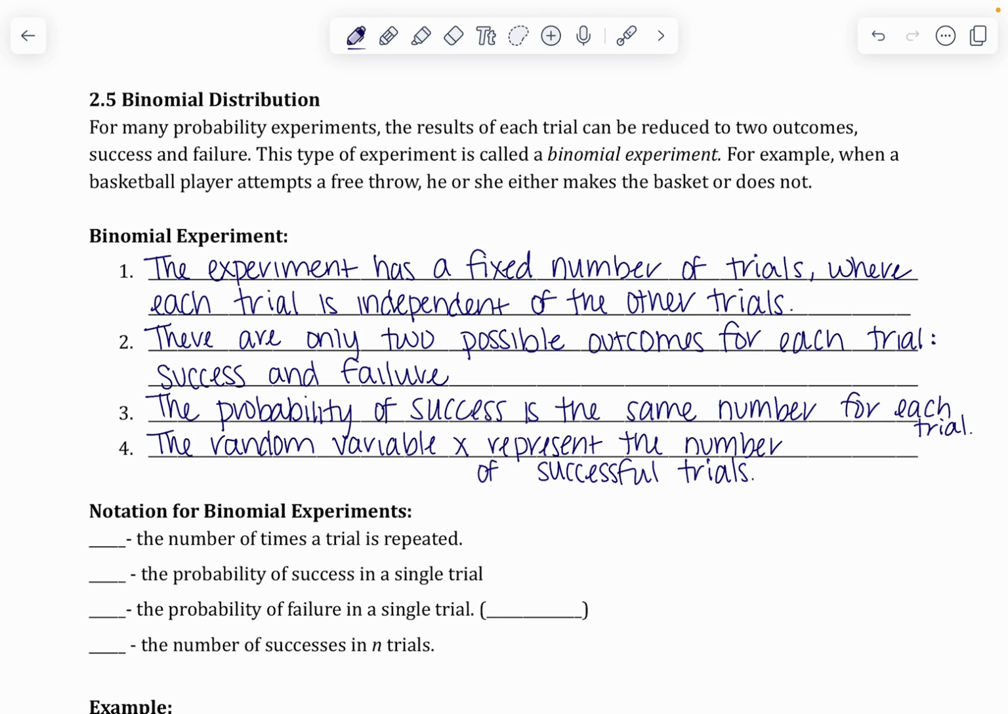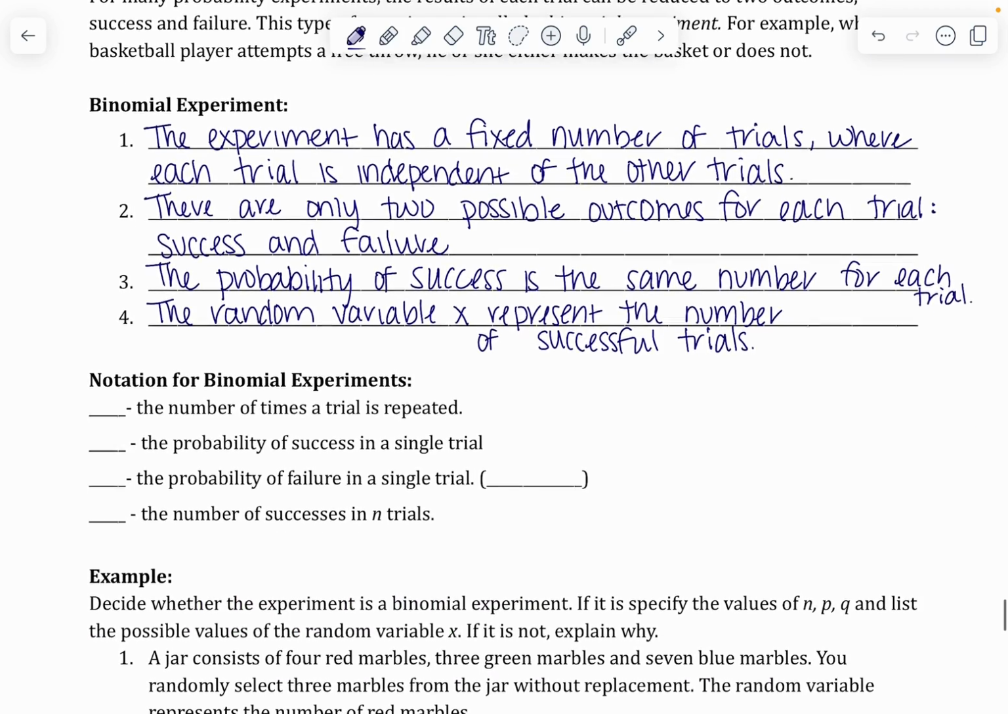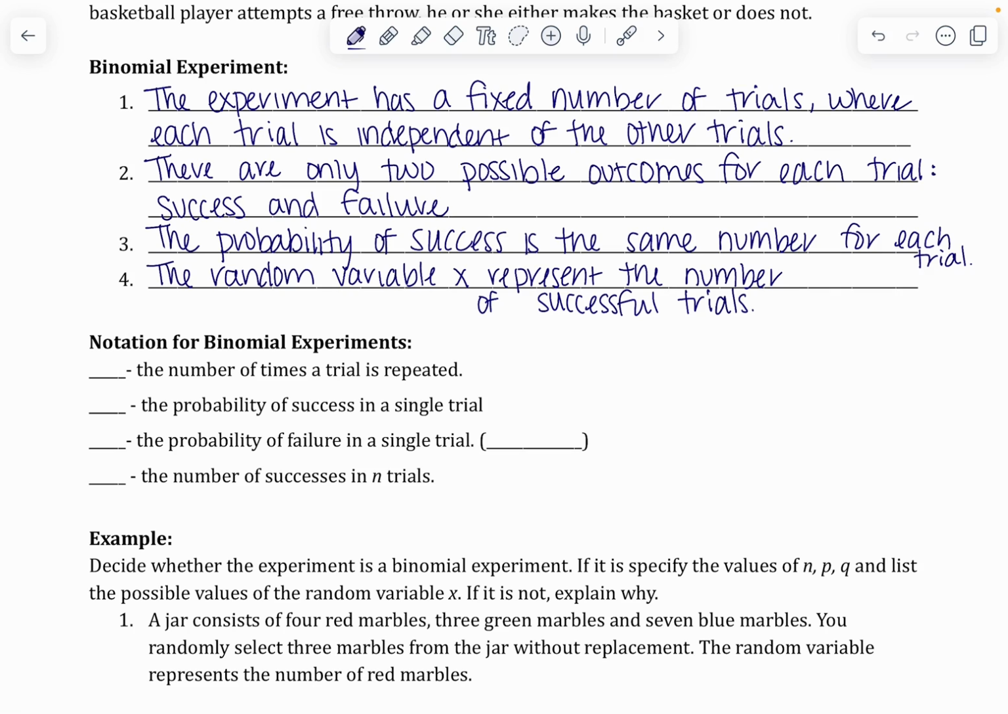So we have some new variables that we're going to bring in for binomial experiments and some notation. So the first one, the number of times a trial is repeated, is going to be n, our sample size. The probability of success in a single trial is going to be lowercase p. The probability of failure in a single trial is lowercase q. And we find q by finding the complement of p. So q equals 1 minus p. And then the number of successes in n trials, we already said was going to be the random variable x.